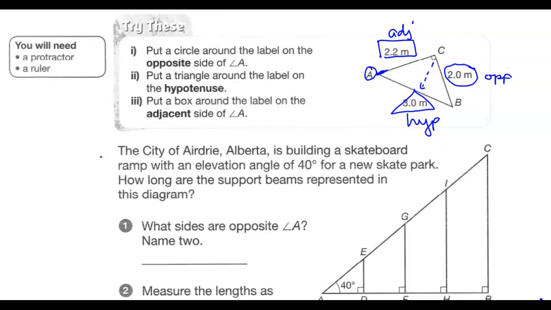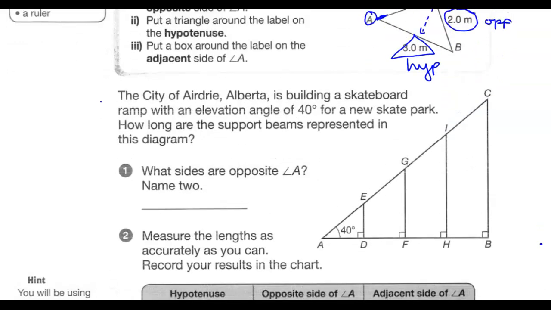Okay, so then it says the city of Airdrie, Alberta is building a skateboard ramp with an elevation angle of 40 degrees for a new skate park. How long are the support beams represented in the diagram? It says what sides are opposite angle A? So name two of them. There's obviously a lot of them because they're all of these vertical lines here. They're opposite A. They are not forming angle A. They're opposite it. So two of them would be, how about DE and FG? But you could do HI or BC.